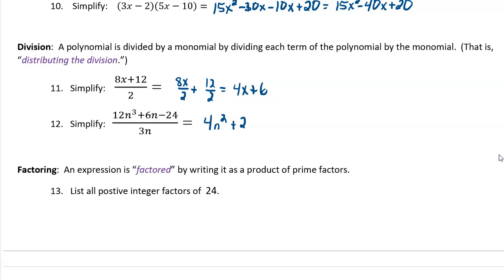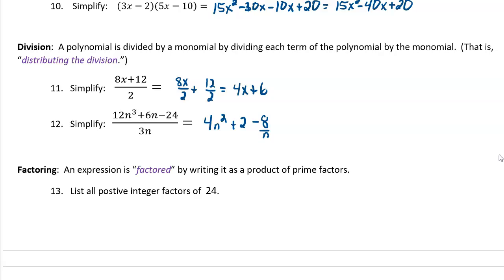Now put your attention on the negative 24. Negative 24 divided by 3 is negative 8. We're also dividing by n, and that n that we're dividing is in the denominator. And so there's an n remaining in the denominator.